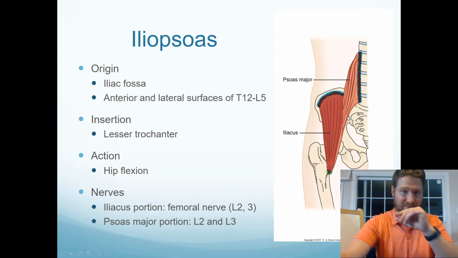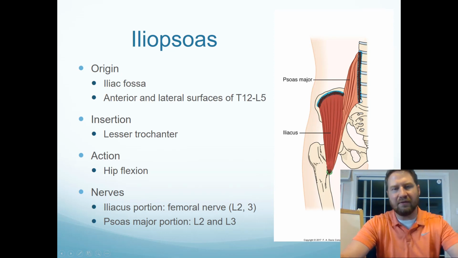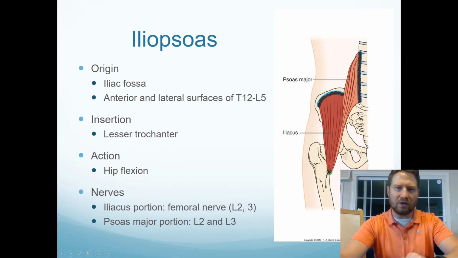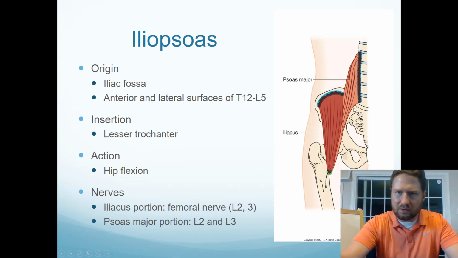So it's going to attach onto the anterior portion of your lumbar spine and run all the way down to your lesser trochanter. Pretty cool muscle. If this muscle is tight, what is going to happen to your lumbar spine? Are you going to have a flattening of your lumbar lordosis, or are you going to have an excessive curve of your lumbar lordosis?